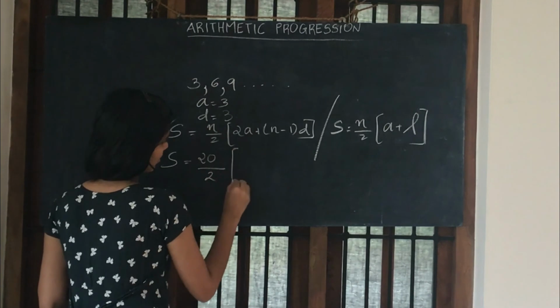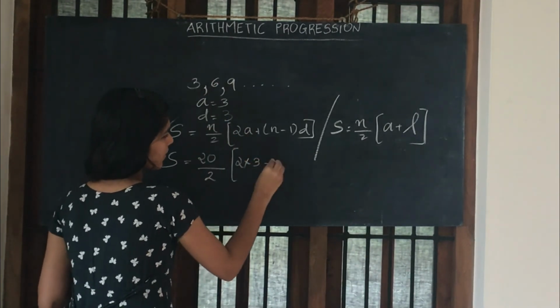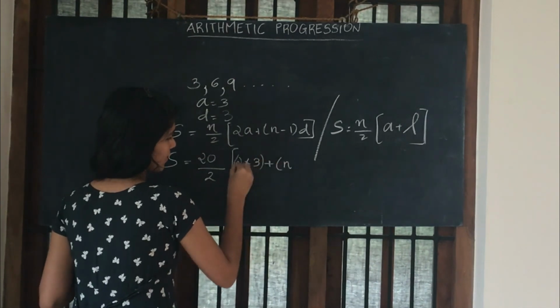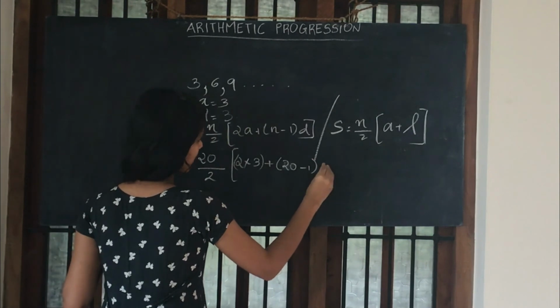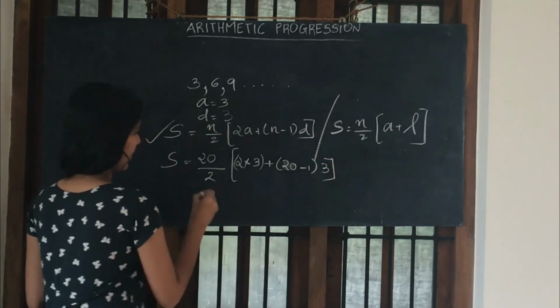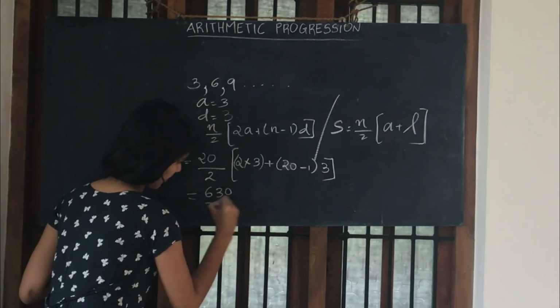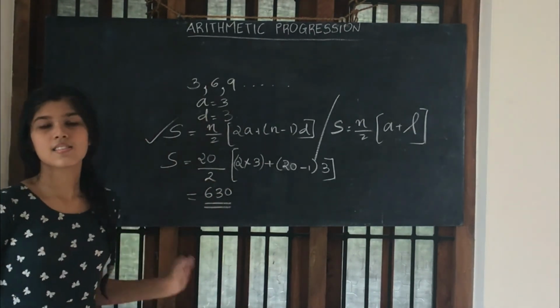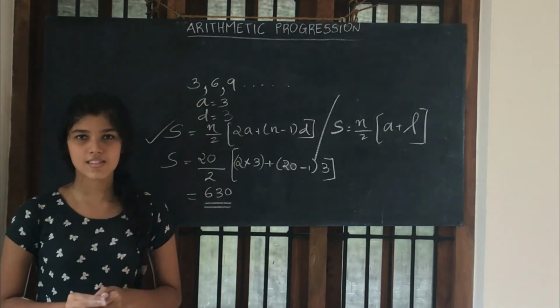Then 20 by 2 into (2 into a, where a is the first term, which is 3, plus (n is 20 minus 1) into d, where d is 3). If we solve this, we will get the answer as 630. That is, the sum of first 20 positive numbers which are divisible by 3 is 630.